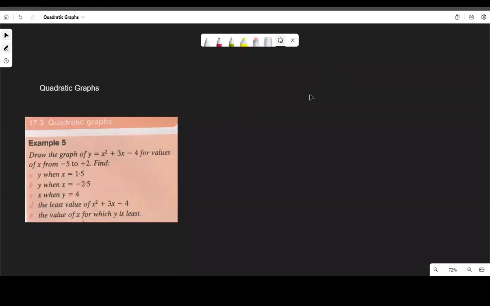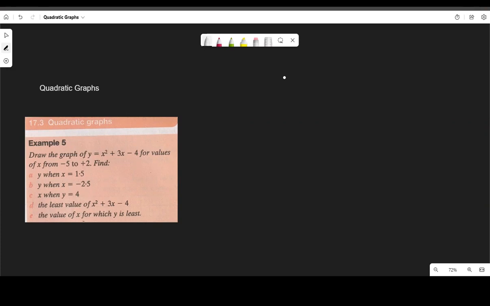In this lesson, we'll be looking at quadratic graphs. I'm using the new General Mathematics SS3. All my questions will be taken from that place. And the first question I have here is: draw the graph of y equals x squared plus 3x minus 4 for values of x from -5 to +2.